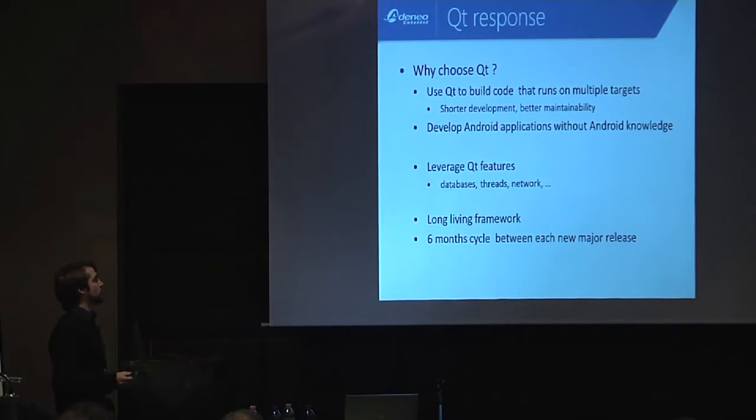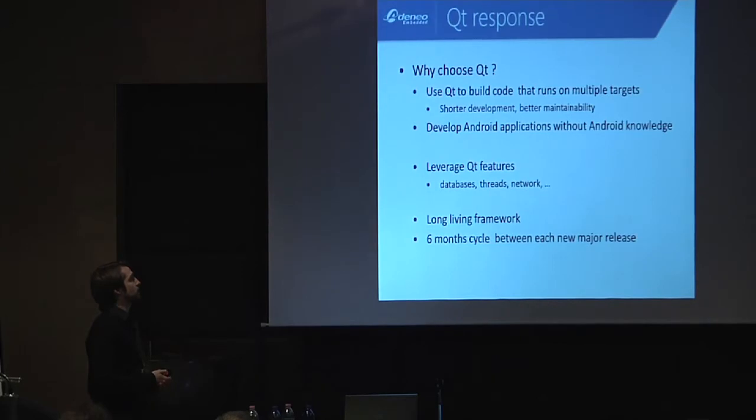So the goal is to build your code once with Qt. That's a Qt event, so we'll talk about Qt. Build your code once and run it on multiple targets, so that will indeed shorten your development time and make maintainability a lot easier. And that will let you also develop an Android application without Android knowledge, because developing an application for Android normally means you need to know something about it.